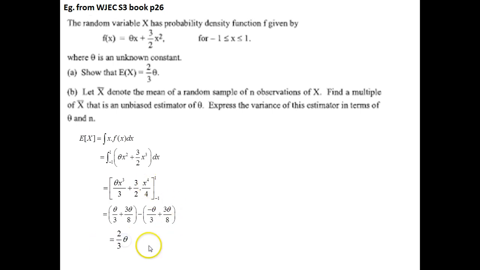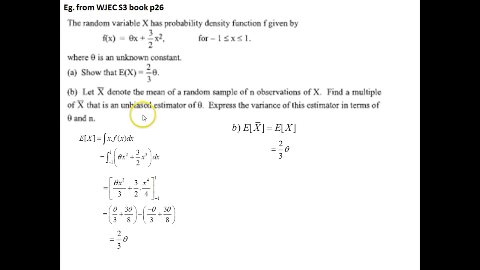Combining those, the 3 theta over 8 cancels, so we've got 2 theta over 3. So 2/3 of theta is what we wanted. If x bar is the mean of the random sample, then the expected value of x bar is also the expected value of x, which is 2/3 of theta.